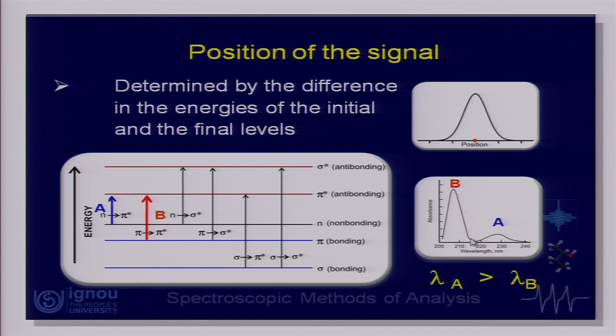Now, what you find is that this transition A, which is from n to pi star, has a smaller delta E value, and the signal is coming at a higher wavelength. You remember that E is equal to h nu, or hc by lambda. So, there is an inverse proportionality between the wavelength and energy. Since the delta E value for transition A is less, the signal comes at a higher wavelength. That is what we mean by position. If I get a spectrum where different bands are coming, they are indicative of the delta E values of the energy levels involved in the transitions. So, that is the meaning of the position of a signal.